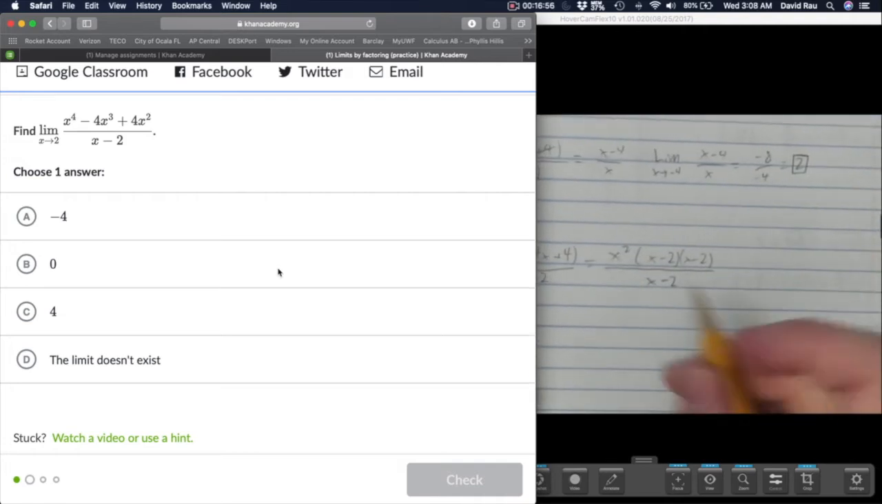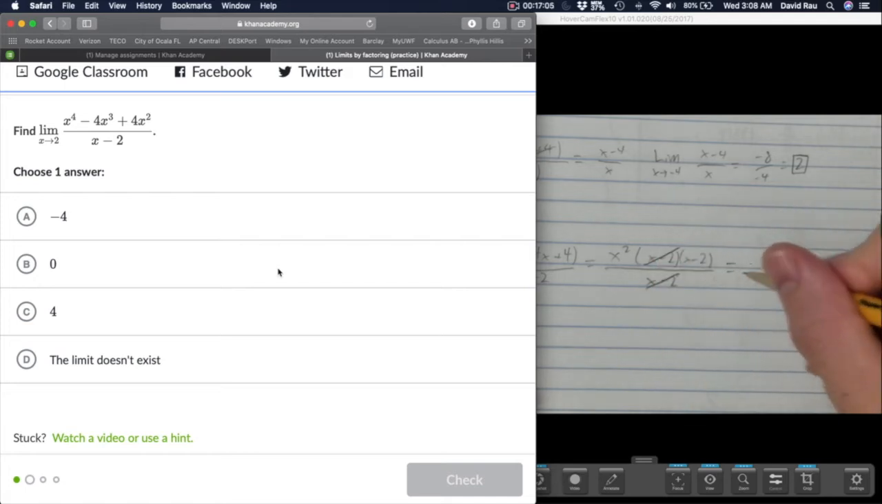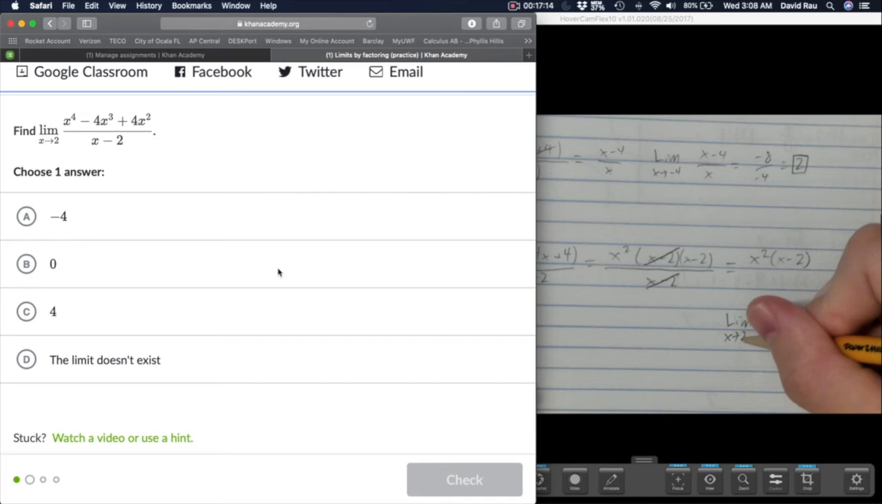This time, notice we have two x minus 2's factored in our numerator. We only have 1 in our denominator, so that means we can only cancel 1 for 1. So now we have x squared times x minus 2. Now we've simplified it. Let's try to take the limit of the simplified form.